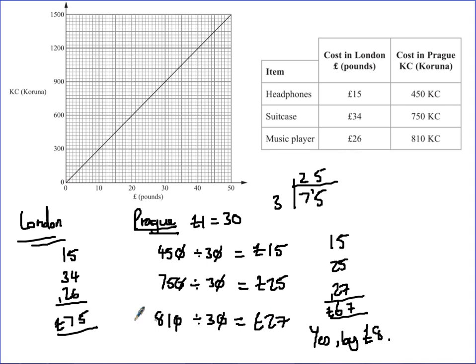The other way of doing that is you could have converted your Londons by times them all by 30, but that I think would be hard work, and then you'd be looking at the korona amounts. So personally I'd do it by dividing by 30. Or you can use a graph, but just be careful with the accuracy on that.